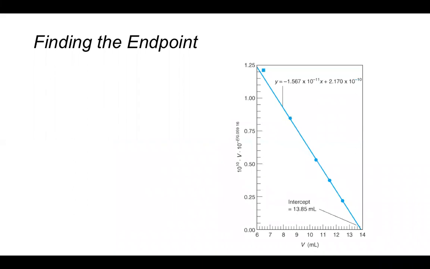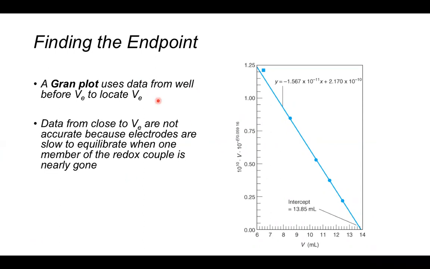Finding the endpoint then is going to be based on the changes in the potential as we add more and more of our titrant. So a Gran plot uses data from well before the equivalence point to locate the equivalence point. Data from close to the equivalence volume are not accurate because electrodes are slow to equilibrate when one member of the redox couple is nearly gone. And so that means that we need to extrapolate to get our equivalence volume.